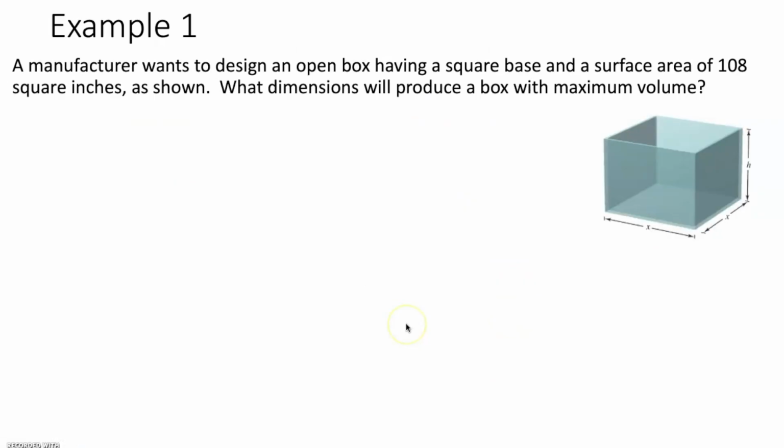It's example time. Now example 1 says a manufacturer wants to design an open box having a square base and a surface area of 108 square inches as shown. What dimensions will produce a box with maximum volume?